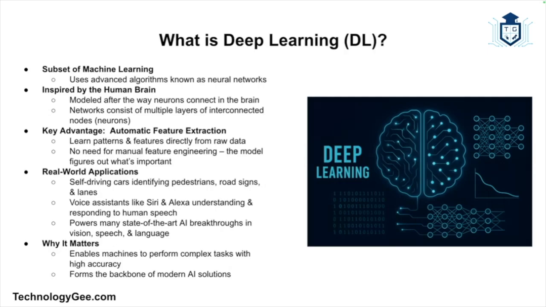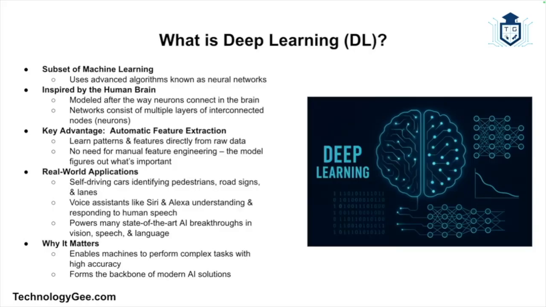So deep learning, this is a subset of machine learning. It uses complex structures called neural networks, which are inspired by how the human brain works. And these networks have multiple layers, hence the name deep. This is what powers many of the most impressive AI feats today, such as self-driving cars that can recognize stop signs or Siri understanding your voice.